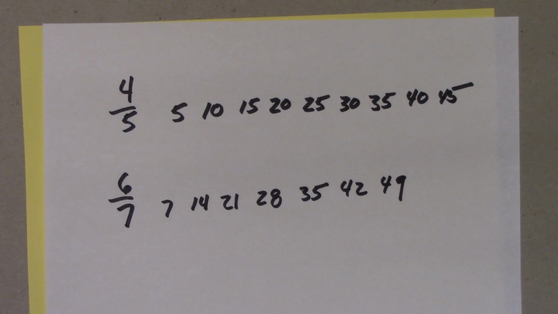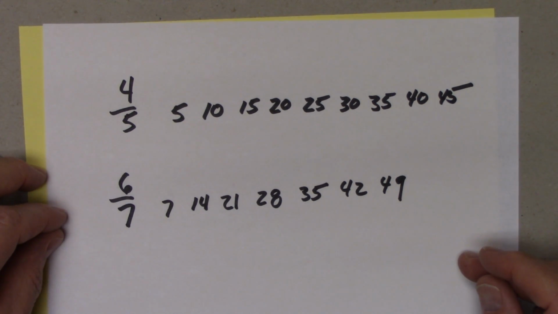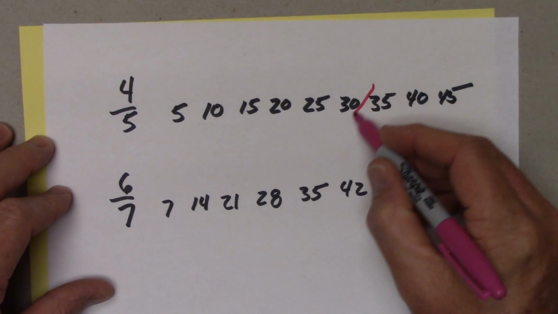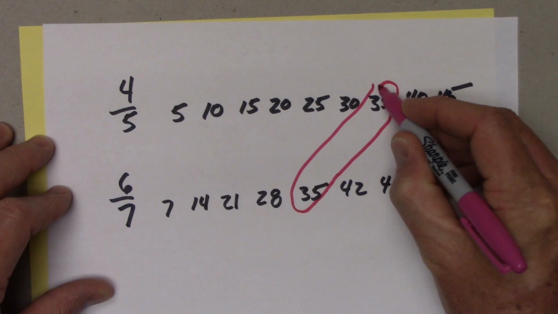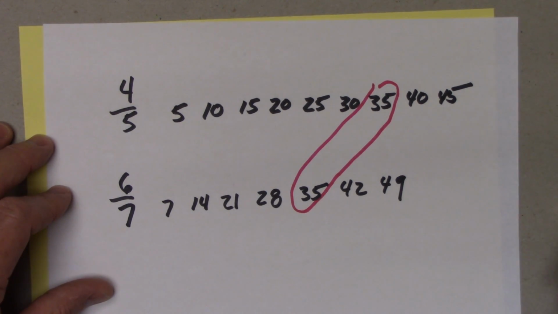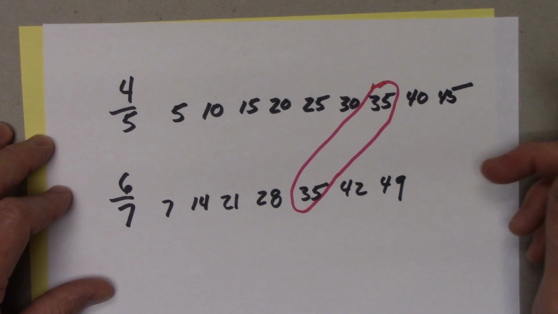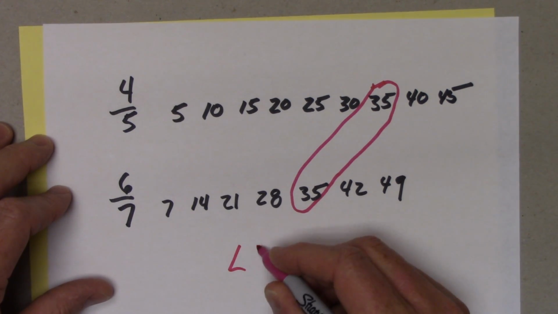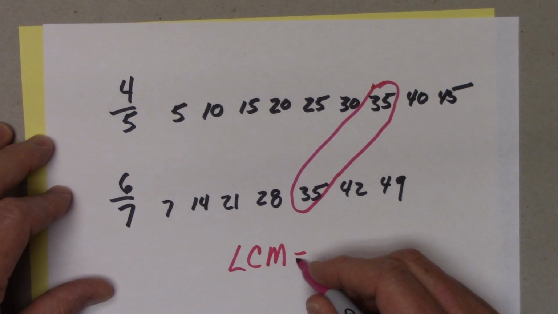Now we start looking for common multiples. Well, it looks like in this case, the first common multiple we have is 35. There will be some more up here. We would come to 70. That would be another common multiple. But for these two numbers, the least common multiple is 35.